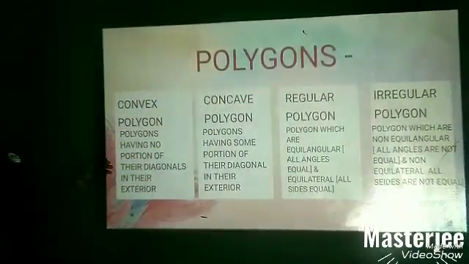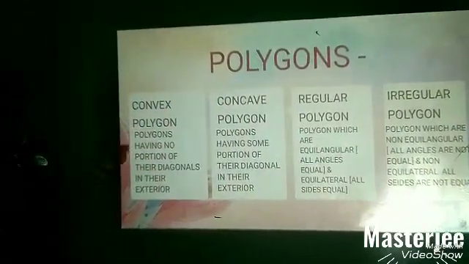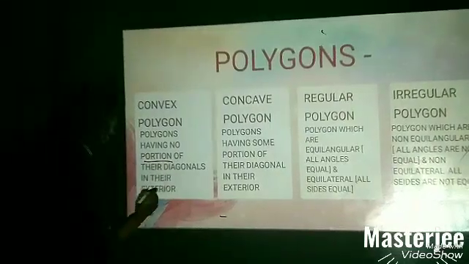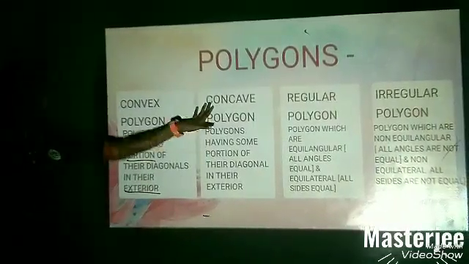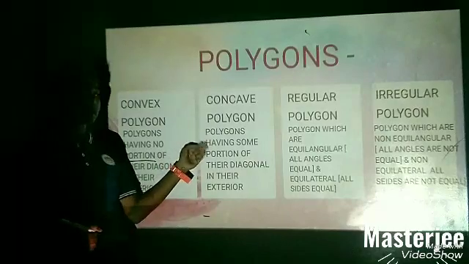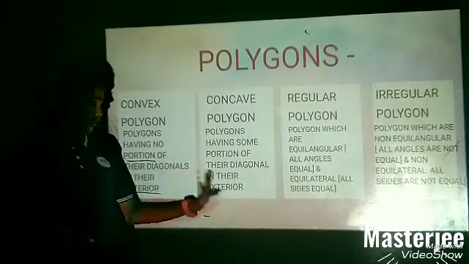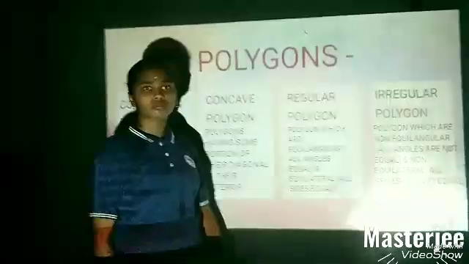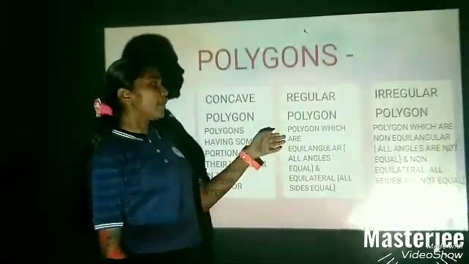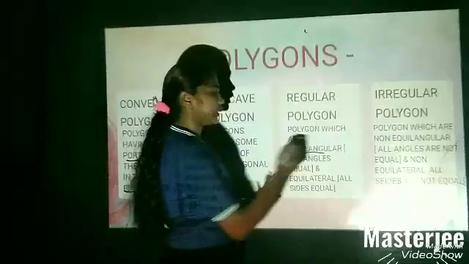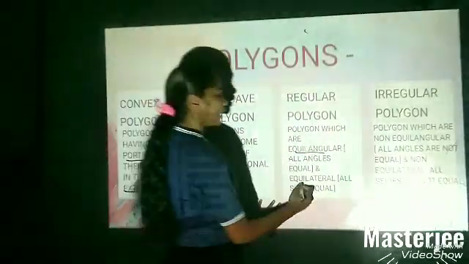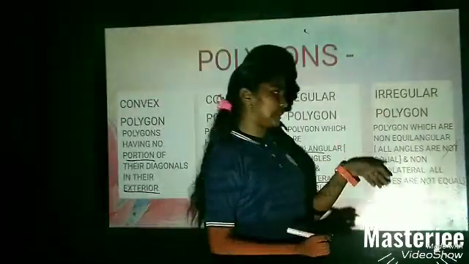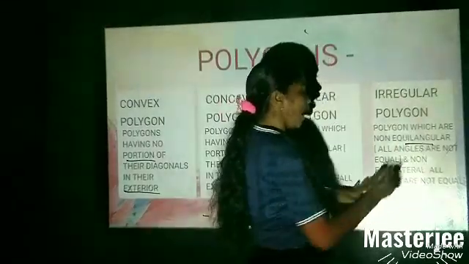Polygons. Convex polygons are those which have all portions of their diagonals in their interior. And concave polygons are those having some portion of their diagonals in their exterior. Regular polygons are polygons which are equiangular, that is all angles are equal, and equilateral. Irregular polygons are non-equiangular and non-equilateral.